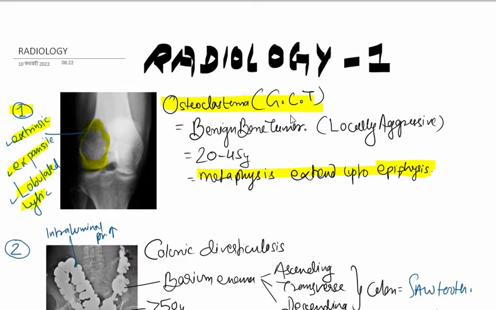So this is a giant cell tumor, and the age group is 20 to 45 years. This is a benign bone tumor, but it is locally aggressive.